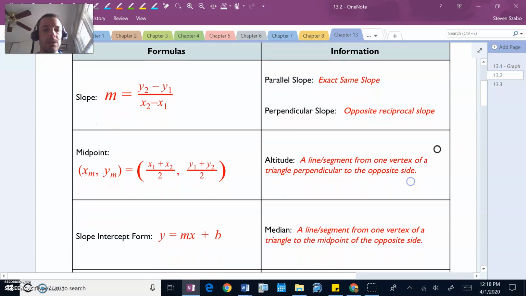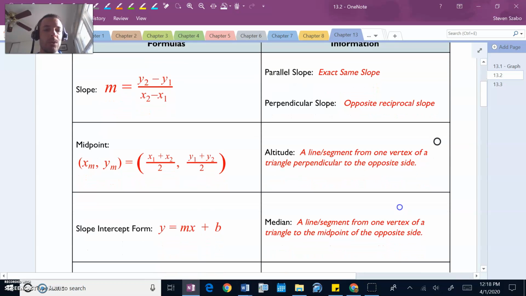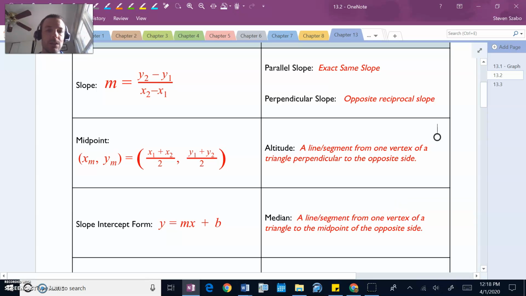Midpoint, we did that earlier this year. We talked about midpoint when we were dealing with median. I probably should have lined those two up instead of midpoint and altitude, but when we're dealing with the midpoint, it is the average of your x-coordinates, average of your y-coordinates. And that comes into play a lot with median because it's a line segment from the vertex of a triangle to the midpoint of the opposite side.